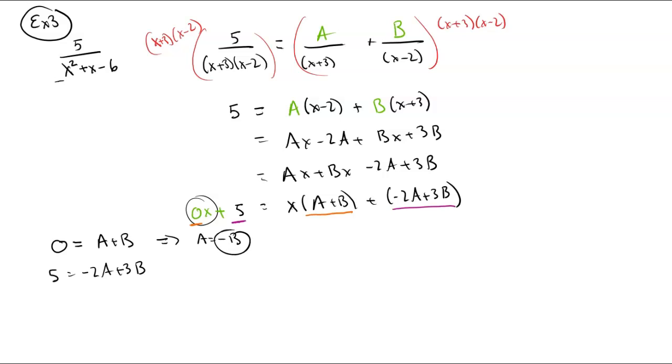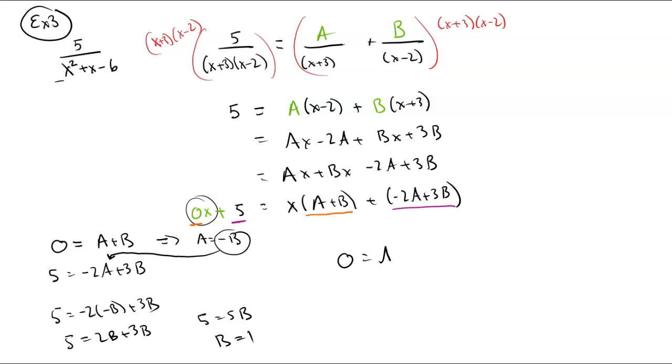So that means I'm going to substitute everywhere I see an a, I'm going to substitute in a negative b. So I'm going to say 5 is equal to negative 2 times negative b plus 3b. So 2b plus 3b will give me 5b. So my b is equal to 1. Once I get that, 0 is equal to a plus 1. Move the 1 over to the other side. So that means my a is equal to -1.